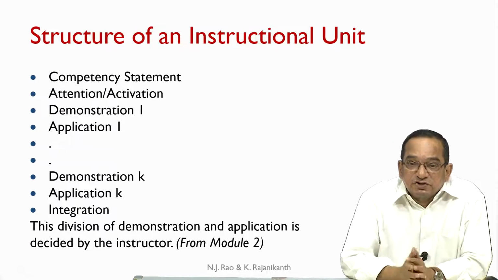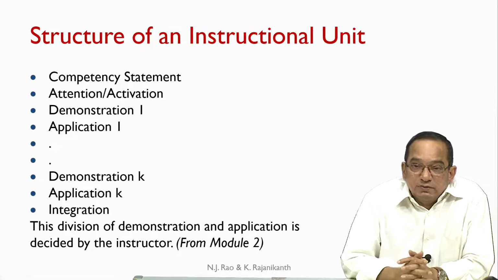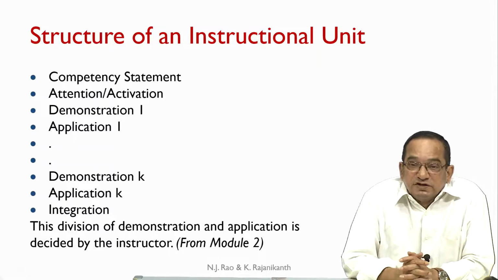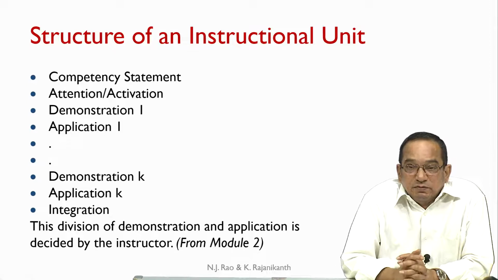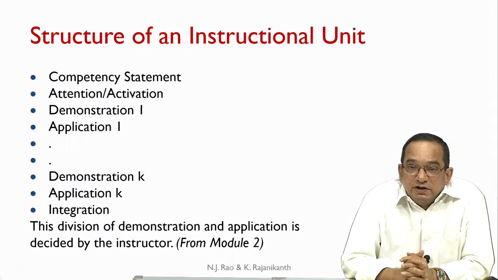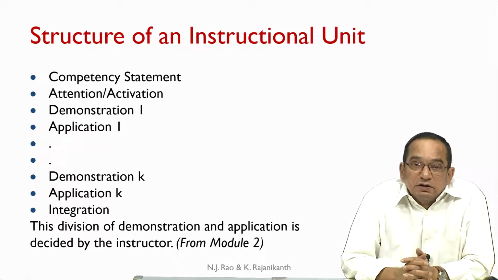So, the structure of the instructional unit, which we discussed earlier in module 2, is shown here. First, we have the competency statement or the statement of the course outcome, then attention activation, then we have a cycle, demonstration followed by application, demonstration followed by application. The number of times this cycle is repeated is totally dependent on the course outcome or the competency and is decided by the instructor. So, this division of demonstration and application is decided by the instructor.